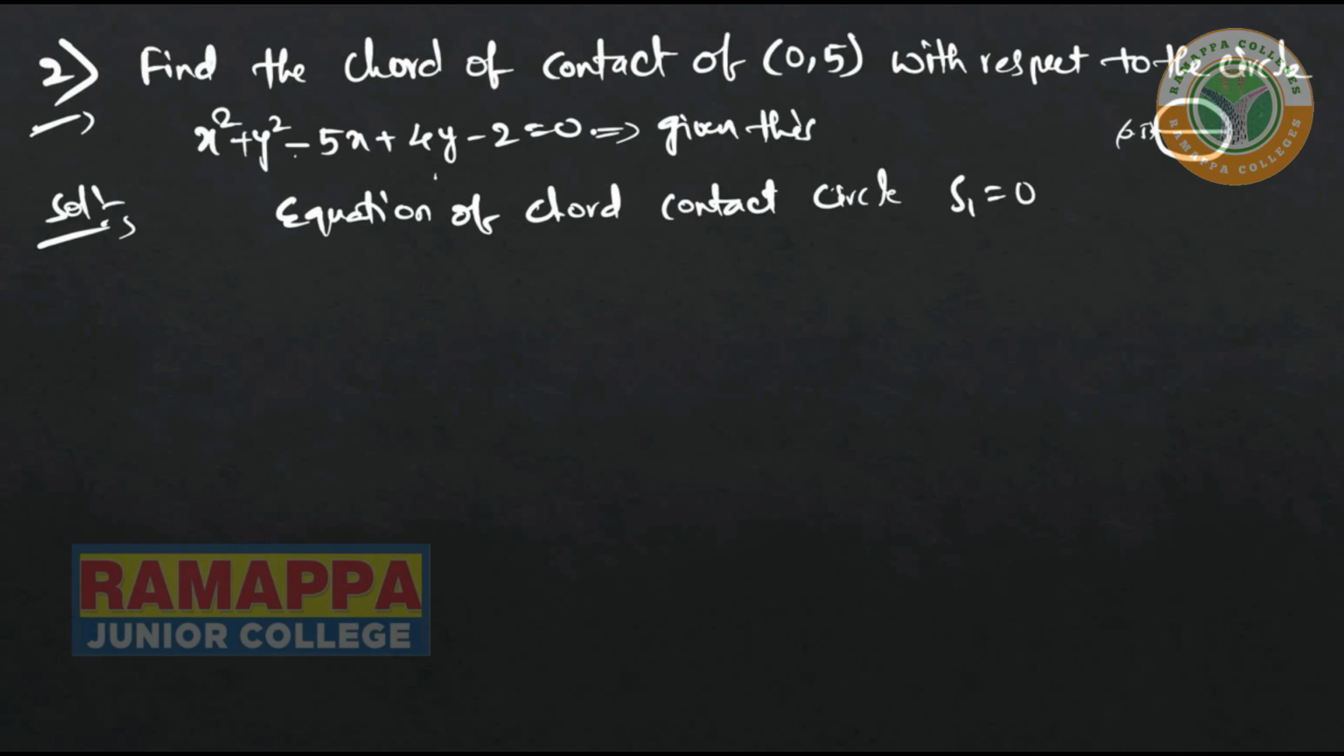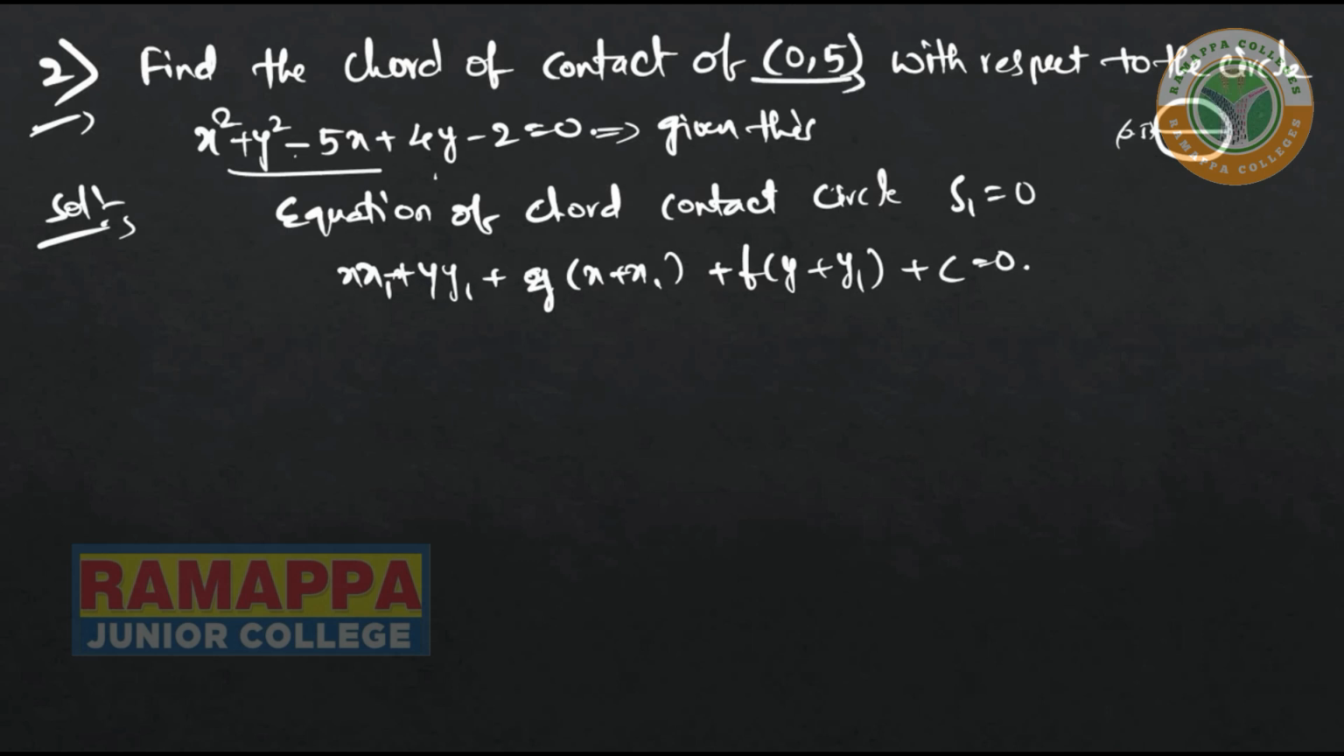So it means S1 is equal to x1 x plus y1 y plus 2g into (x plus x1) plus f into (y plus y1) plus c is equal to 0 here. In this we have to substitute the values of x1 and y1 from this.